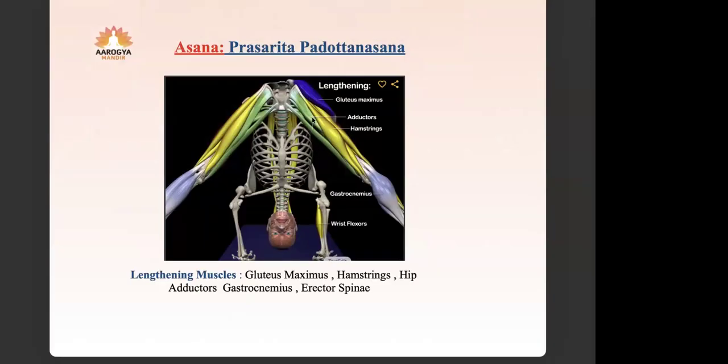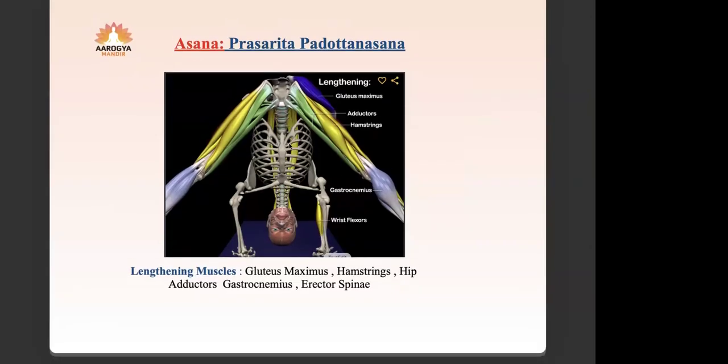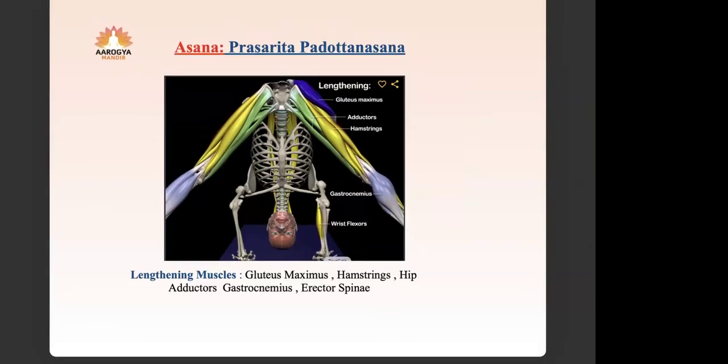You can see the adductors getting active, stretched, the hamstrings getting stretched. At the same time, you can see the calf getting stretched. If you're placing your arms down, your wrist flexors are getting stretched. And of course, if you can see these yellow lines over here, that is the representation of the erector spinae muscles getting properly stretched in Prasarit Padottanasana.